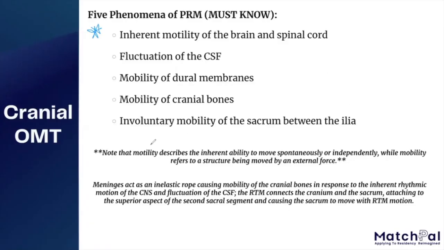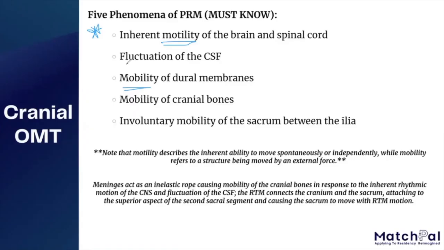It's important to note the difference between the word motility and mobility. Motility describes the inherent ability to move spontaneously or independently on its own, while mobility refers to a structure being moved by an external force. With all that in mind, let's go through each of the 5 elements of the PRM. Inherent motility of the brain and spinal cord. This component describes the subtle motion of the central nervous system as it coils and uncoils. Once again, it's important to note that this motion is independent of respiration and cardiovascular pulse.